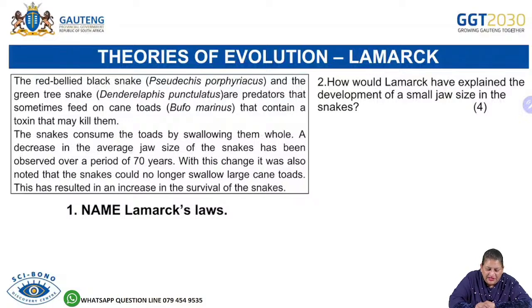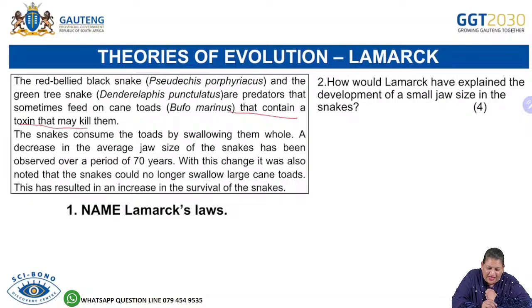Right. A decrease in the average jaw size of the snakes has been observed over a period of 70 years. Now, children, a cane toad is actually a much larger frog than a small frog. In other words, a toad is quite big. But over 70 years, the scientists noticed that the jaws of the snakes have decreased. That means 70 years ago, the snakes had very big jaws. Why? Because they could eat the toads. With this change, it was also noted that the snakes could no longer swallow large cane toads. Now think, why is this happening?